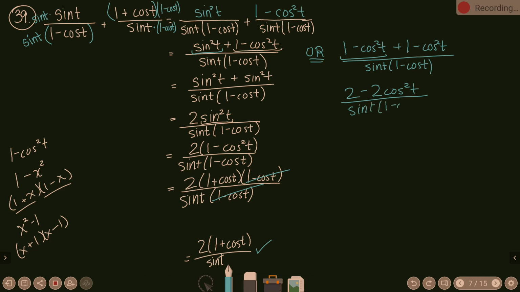So again, my point is, if you went this way, could it have worked? Yeah. Okay. The top has a GCF of 2. If you factor out 2 there, it's 2 times 1 minus cosine squared t over the sine t times 1 minus cosine t. Well, guess what? Isn't that step right there?